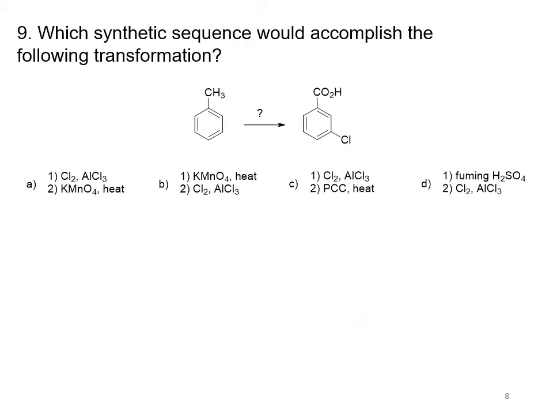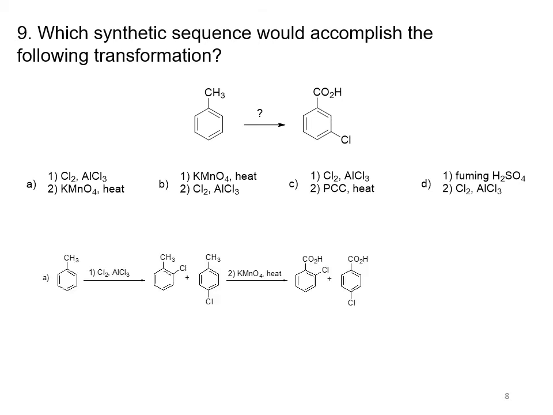Next question, which synthetic sequence would accomplish the following transformation? So again, you have to consider each sequence in turn to figure out which one is reasonable, and for those that are not reasonable, why they are not reasonable. First one, chlorination of toluene gives a mixture of ortho and para-chlorotoluenes. And then permanganate oxidation oxidizes the methyl group to a carboxyl group, but we get a mixture of ortho and para-chlorobenzoic acids. And the product should be meta-chlorobenzoic acid. So this is not the correct answer.